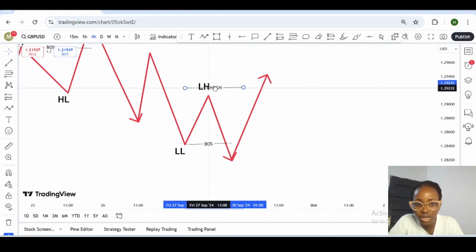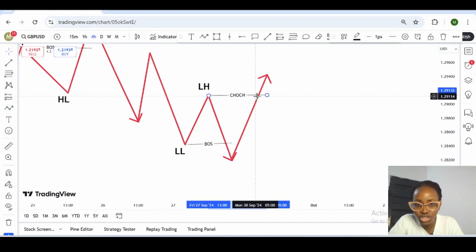Let me just bring this here. Okay, this is a change of character. So this change of character signals that price has changed from a downtrend to an uptrend by breaking this lower high. I just hope that makes sense. So that is how to identify a break of structure, and that is how to identify a change of character.